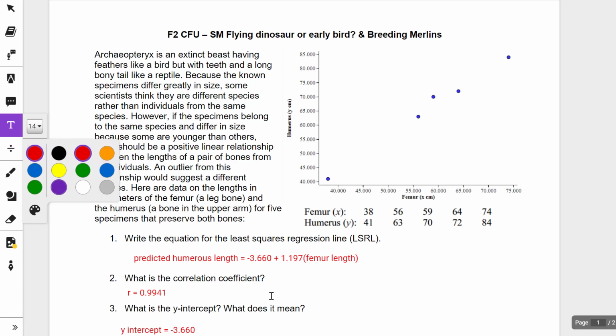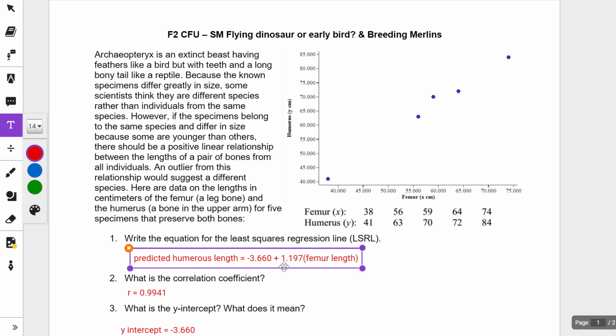Okay, we're revisiting the Archaeopteryx from the last lesson. The data is the same, but now we're going to ask you a few questions. I do have the answers already filled in here, but basically, how did I get the equation in the line? What I do is I type this data into a statlet.